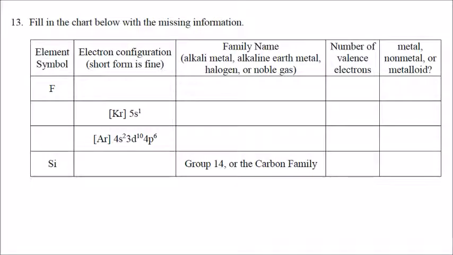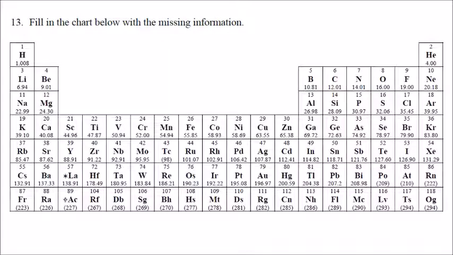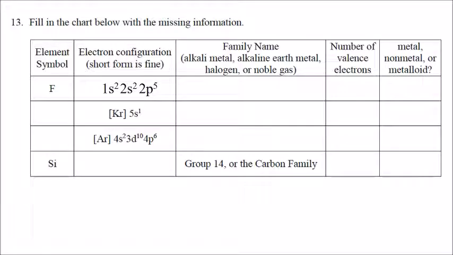In number 13, we're going to fill in the chart with the missing information. Here on the periodic table, if we find fluorine, it has a total of 9 electrons. The electron configuration for fluorine is 1s2, 2s2, and 2p5. You could abbreviate that by putting helium in brackets and then writing 2s2, 2p5, but that's not really much of an abbreviation. So I just wrote 1s2, 2s2, 2p5. It is located in the halogen family, and there are 7 valence electrons. It is a non-metal.